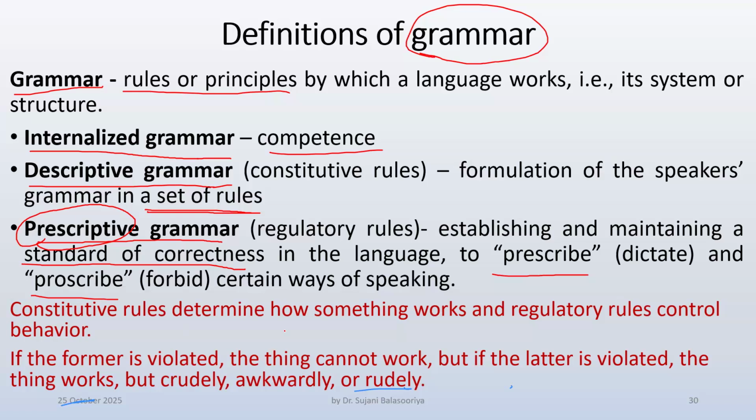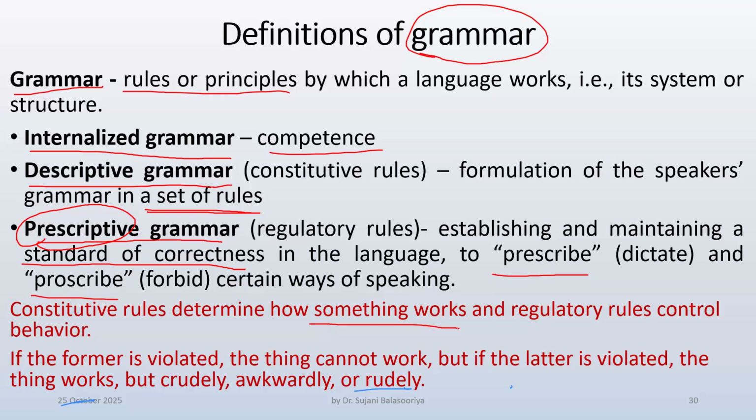And what do you think about these ideas in red color? Constitutive rules means descriptive rules, right? They determine how something works. And regulatory rules control behavior. Can you understand two aspects? So actually, descriptive and prescriptive grammars are the two ways of presenting grammar in any language. If you say how something works, it is simply descriptive grammar. But if you want to say you should do this, you are controlling the use of language of a person. They are regulatory rules or prescriptive grammar, controlling behavior.